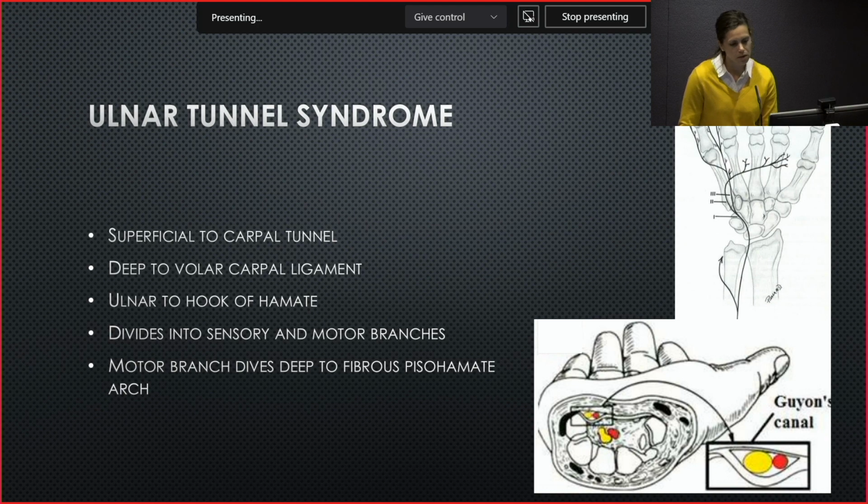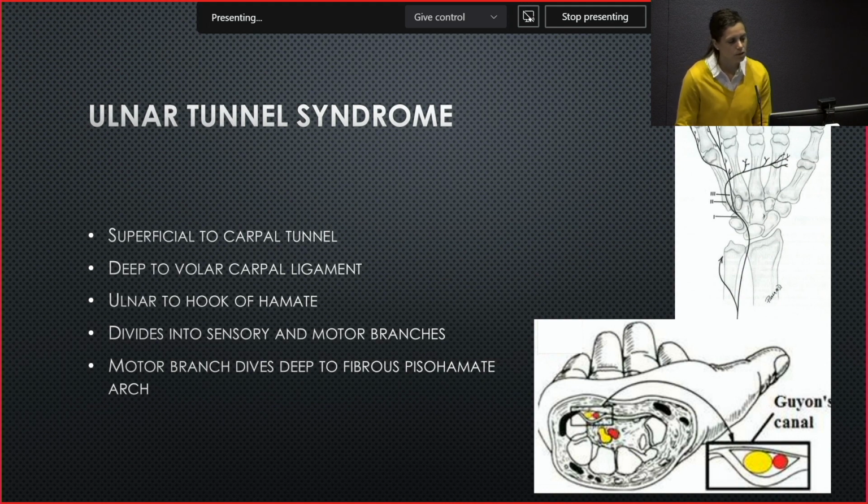On the ulnar side, you have the pisiform, the flexor carpi ulnaris, and the abductor digiti minimi, and then the hook of the hamate is the radial border. Once the nerve enters into the ulnar tunnel, it will divide into sensory and motor branches, and the motor branch will dive deep, and it travels under this fibrous arch called the pisohamate arch, which can sometimes cause compression.